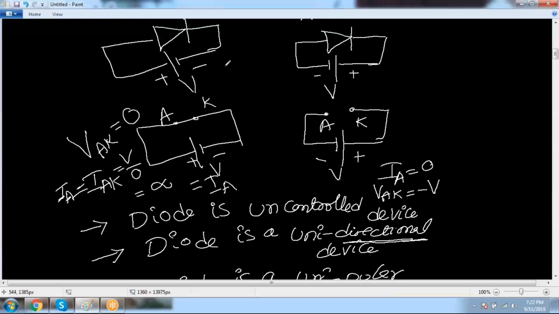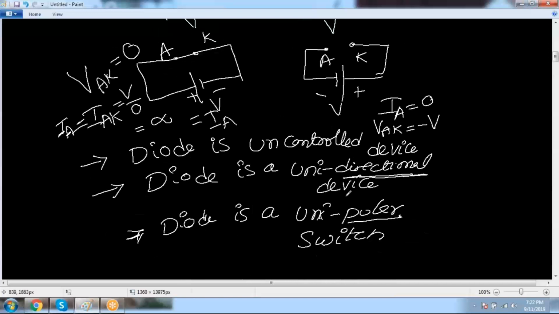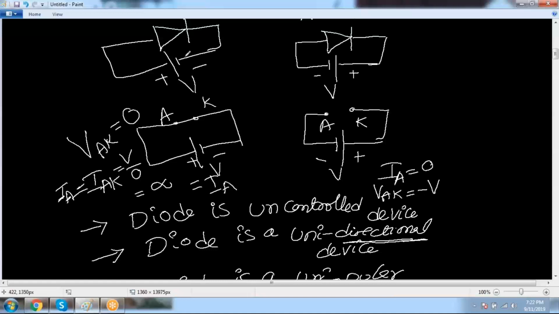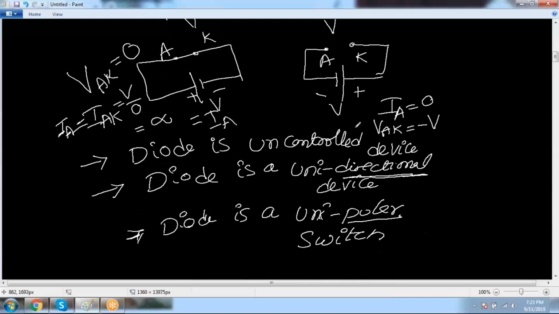Next, whether it is a unipolar switch or a bipolar switch depends on how many voltages it is blocking. Blocking means not allowing. Is it blocking any voltage in the forward direction? No, because what is the voltage there? Zero. But how many voltages is it blocking? It is blocking only one voltage, that is, negative voltage. So, is it unipolar or bipolar?